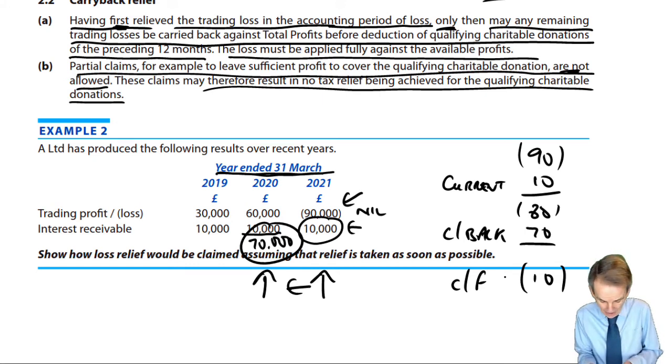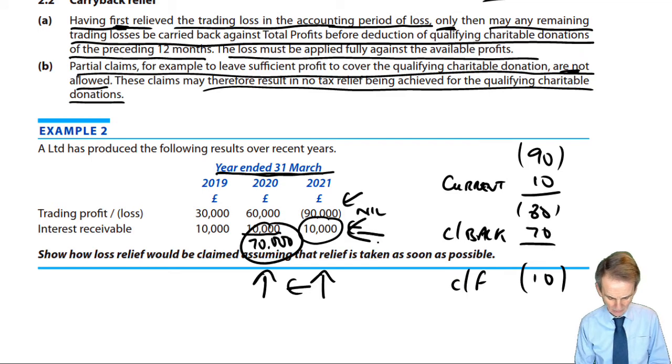Now, again, you have a look at what we've done there. I know I've gone through that quickly, but hopefully you've got the idea behind this. To relieve as soon as possible equals current period claim followed by carry back claim. Both are against total profits. Both there are no partial claims.